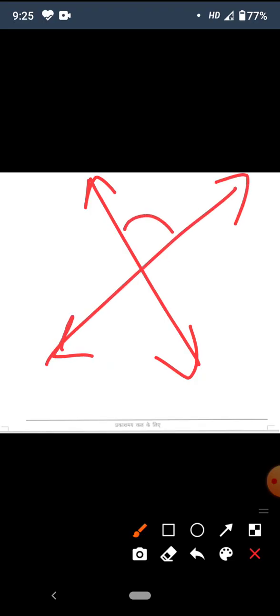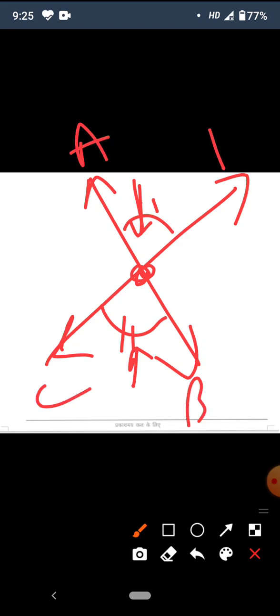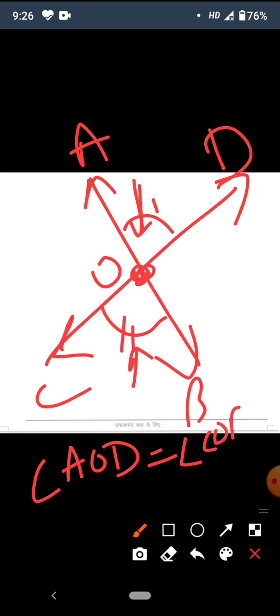Now let's talk about vertically opposite angles. Suppose these are the two lines; these angles are known as vertically opposite angles. This is the vertex, and they are facing each other, so they are vertically opposite angles. These are formed when two lines AB and CD intersect at O, then angle AOD and angle COB are known as vertically opposite angles. Also this angle and this angle are vertically opposite angles.